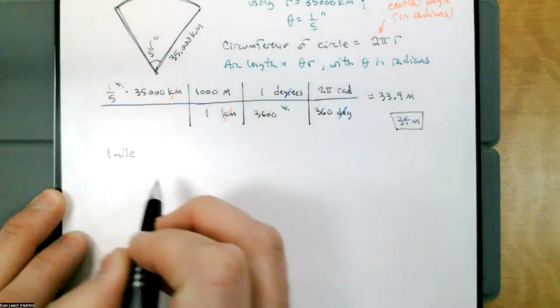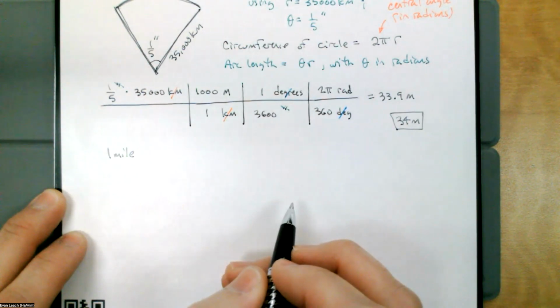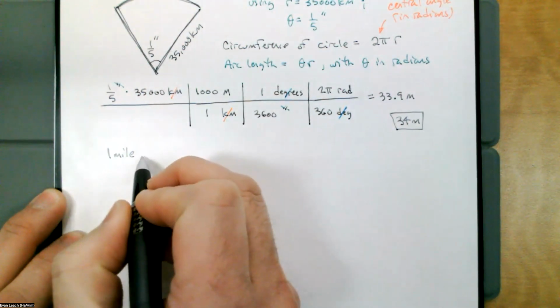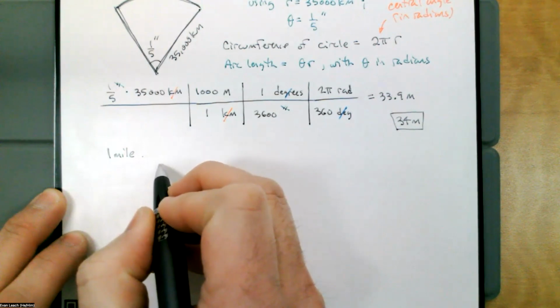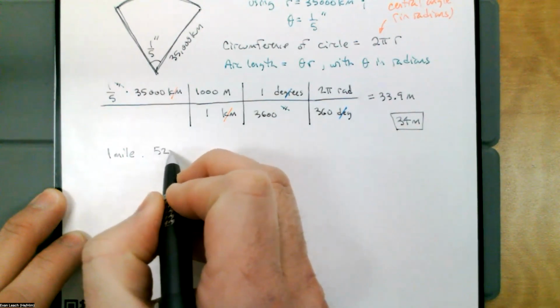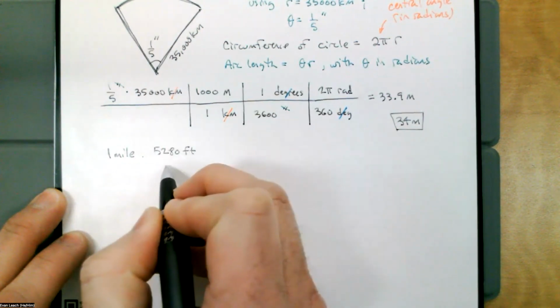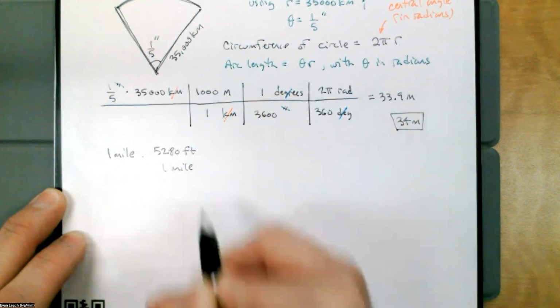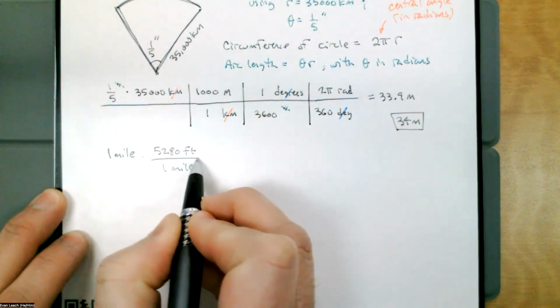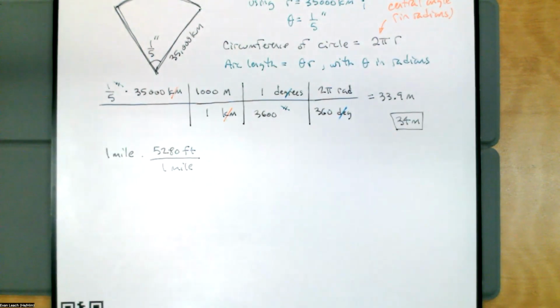How many feet are in a mile? Obviously, it's 5,280. That makes perfect sense.